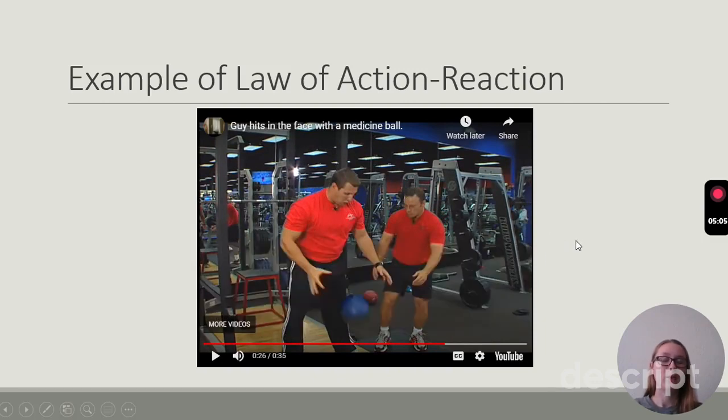And so, as you can see here, the guy puts a lot of force into that ball. So when that ball is traveling towards the floor and contacts that floor with that amount of force, the floor is actually exerting the same amount of force on the ball, just in the opposite direction. And that causes the ball to pop up and hit the guy in the face.